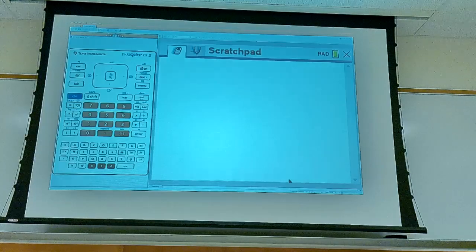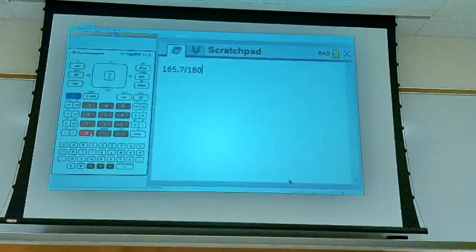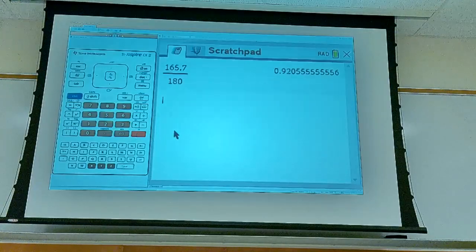Like I said, there are two ways to do this. The first way is to keep it in terms of pi. So you just write 165.7 over 180. But how many digits do we want? Two.